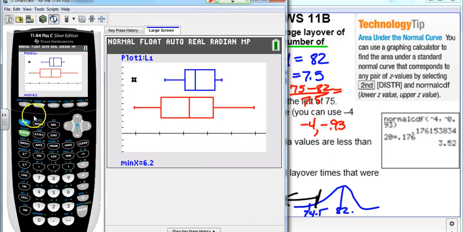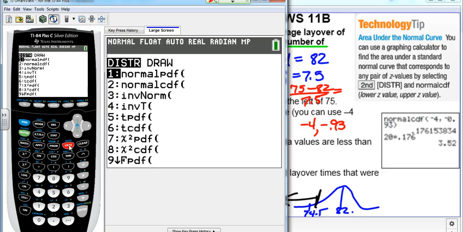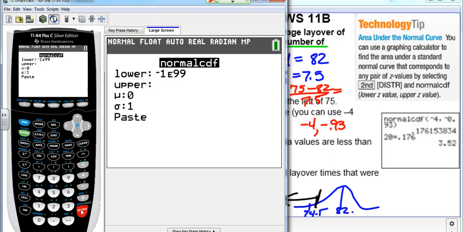It's the same spot we were yesterday. We're going to go to second vars key, which is the distribution menu. We're doing normal distribution. We're going to choose the second one, CDF. That's the only one we're going to use. Okay, normal CDF. Then it asks for the lower bound and upper bound. We use negative 4 and negative 0.93.